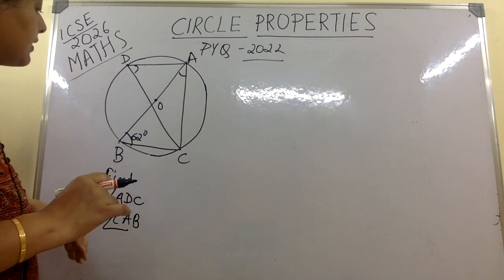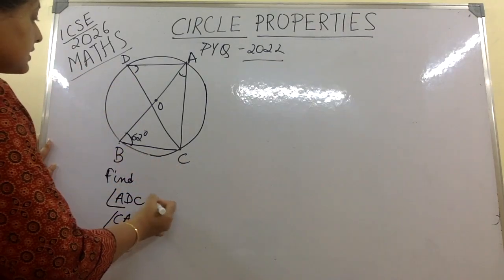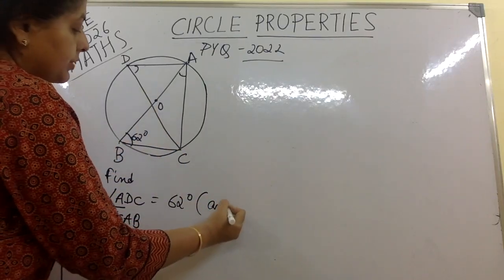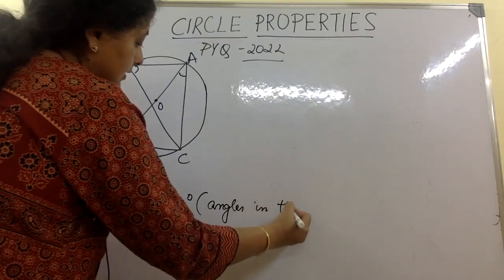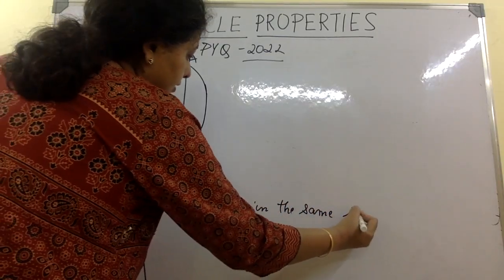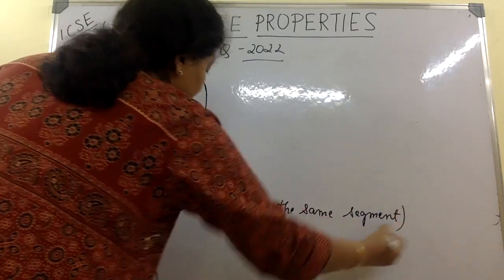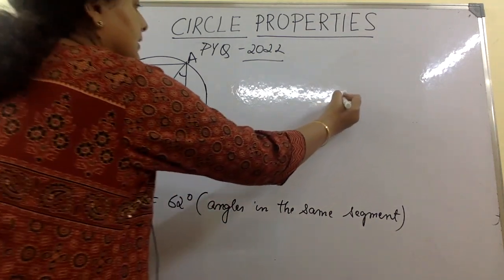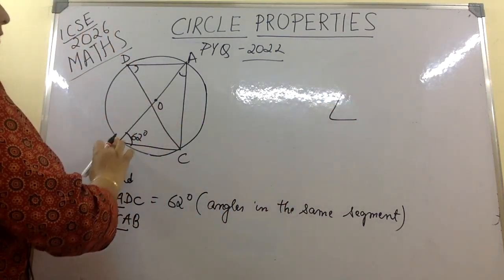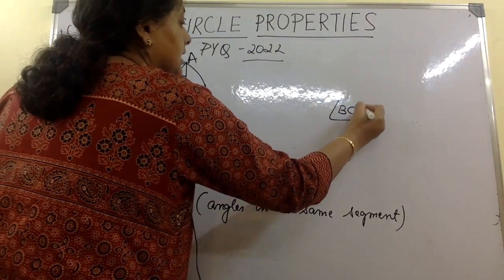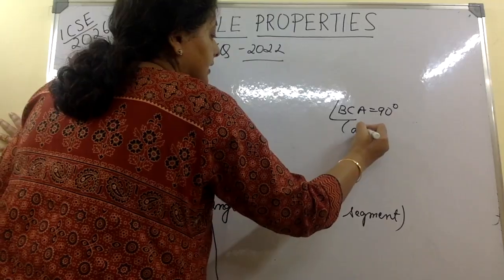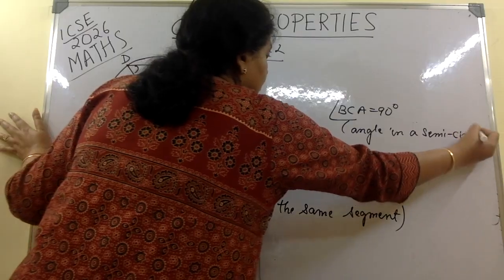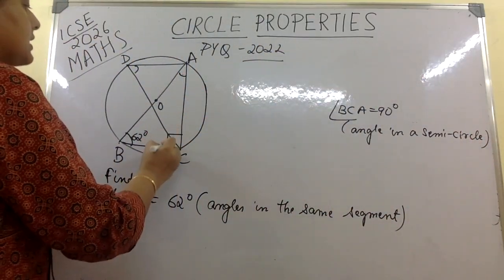So now how to find angle ADC? Angle ADC is very simple. It is 62 degrees because it is angles in the same segment. Angles in the same segment of a circle are equal. Now we have to find this angle. Now remember, angle BCA is 90 degrees, which is angle in a semicircle.